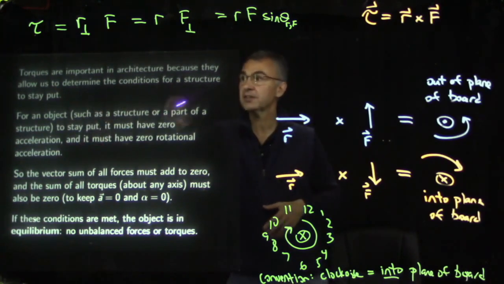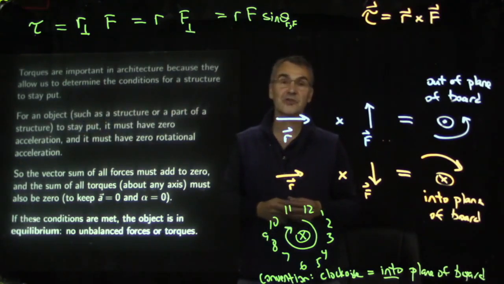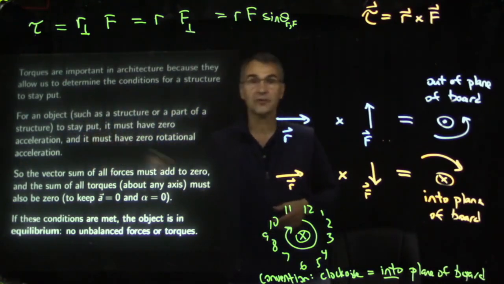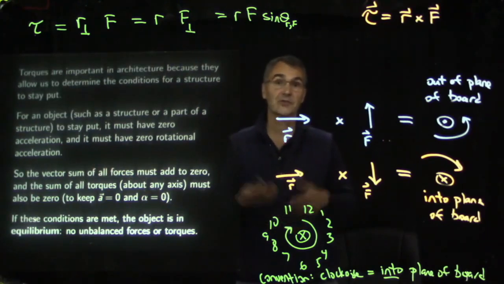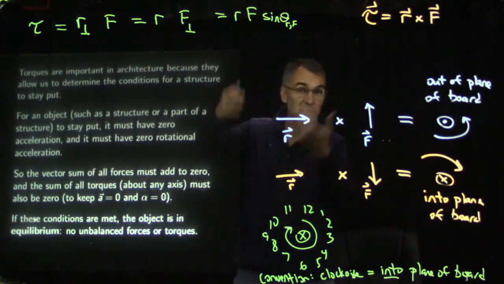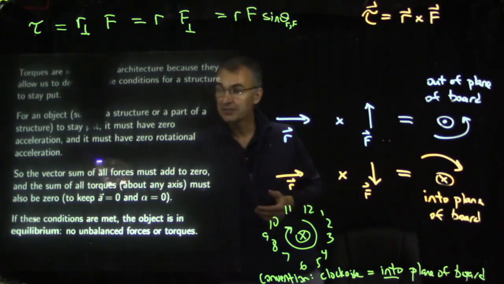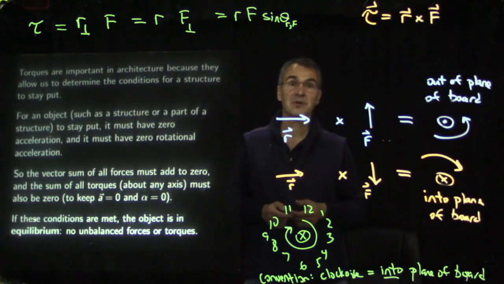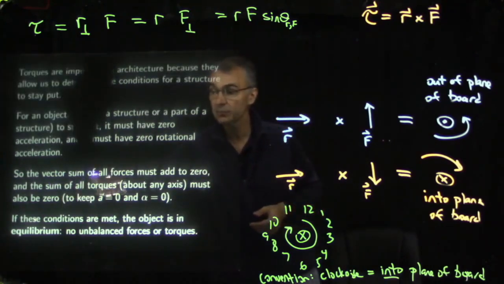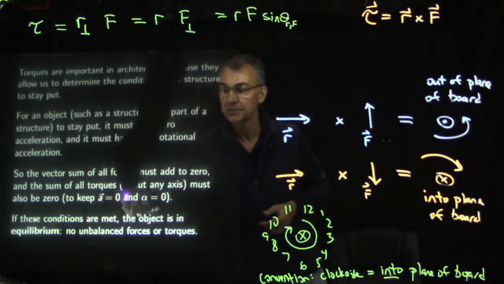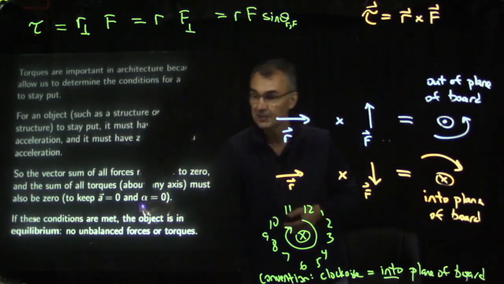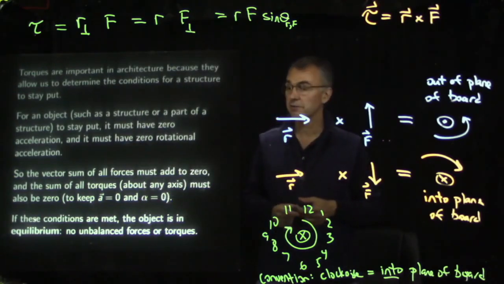So torques are important in architecture because they allow us to determine the conditions for a structure to stay put. So for an object like a structure or a part of a structure to stay put, it must have zero acceleration and it must have zero rotational acceleration. So you don't want a piece of a building to accelerate, and you also don't want a piece of a building to accelerate rotationally. So the vector sum of all forces on a structure or a part of a structure must add to zero, and the sum of all torques about any axis using the appropriate sign convention must also be zero. So then you keep the acceleration zero for every part of a structure, and you keep the rotational acceleration zero for every part of a structure. If these conditions are met, the object is in equilibrium. That means there are no unbalanced forces and there are no unbalanced torques.